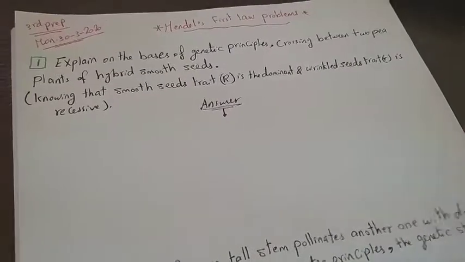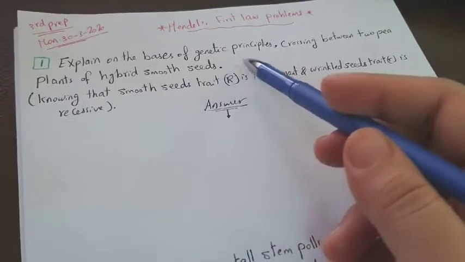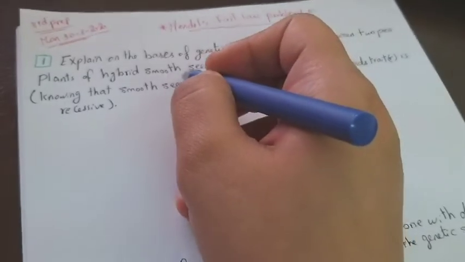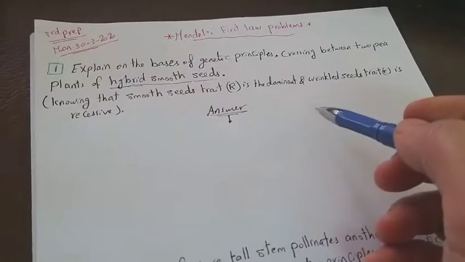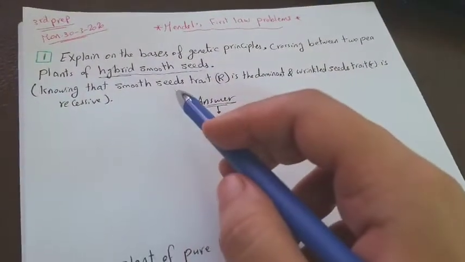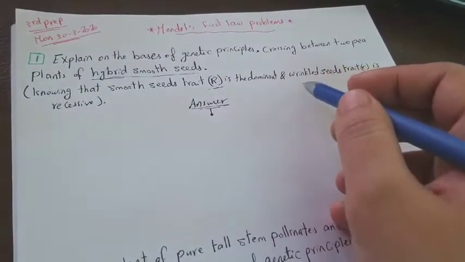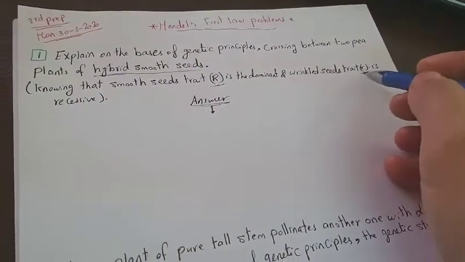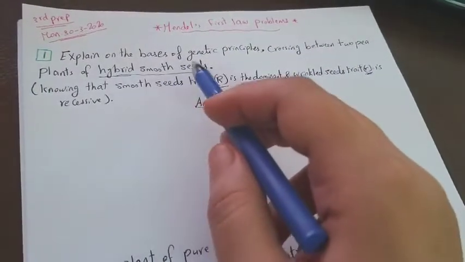We will take now problems on Mendel's first law. Number 1: explain on the basis of genetic principles crossing between two pea plants of hybrid smooth seeds. So we have here the two individuals are hybrid smooth seeds. Knowing that the smooth seeds trait will be R capital, the dominant, and the wrinkled seeds trait will be R small, recessive. So here we have two pea plants.